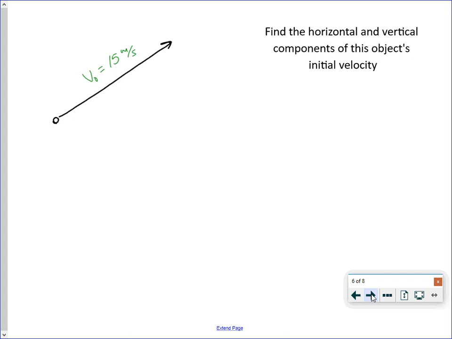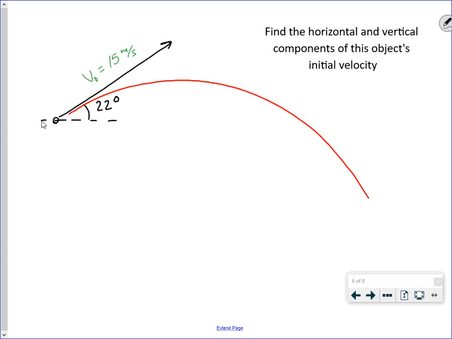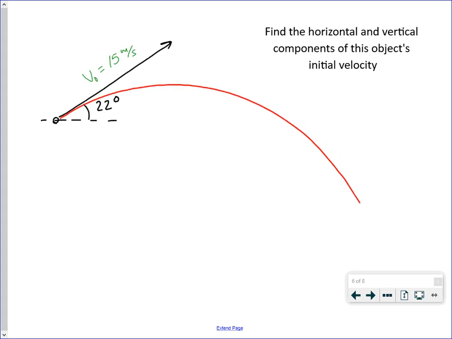So maybe we say, here's an object that's shot with an initial velocity of 15 meters per second. And of course, I'd have to tell you at an angle of, I don't know, 22 degrees? It's probably closer to 32 degrees. And we want to find the horizontal and vertical components of this object's initial velocity. We'll do this a ton because we're going to start to look at when this thing's shot. Then the object will follow a parabolic trajectory like that. So this object's initial velocity has a huge influence on what its trajectory looks like.